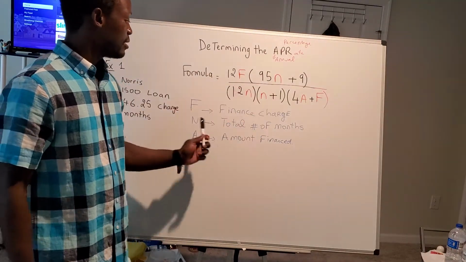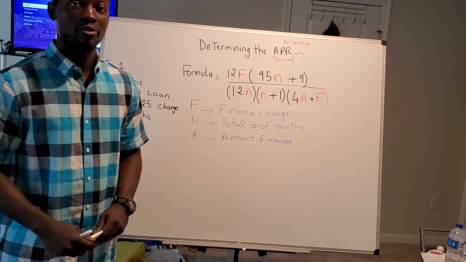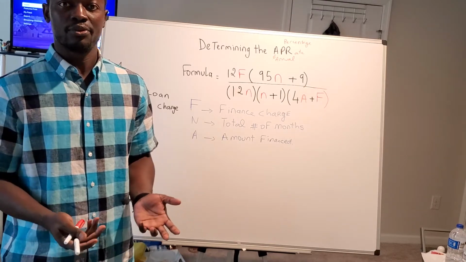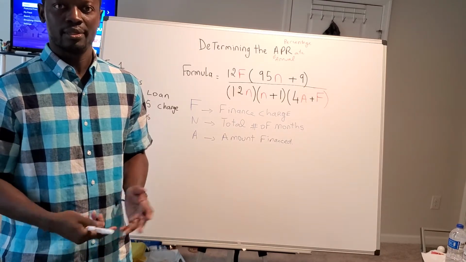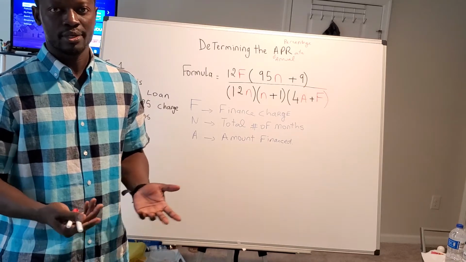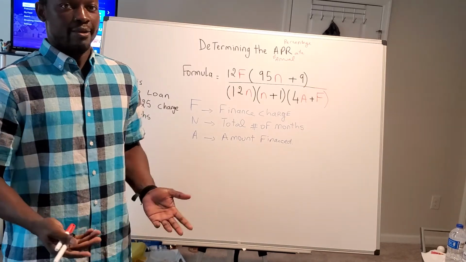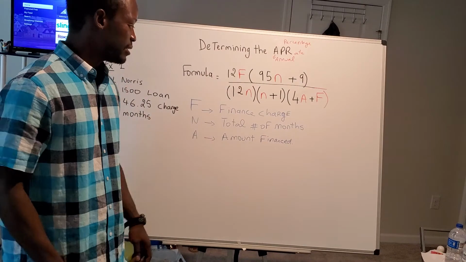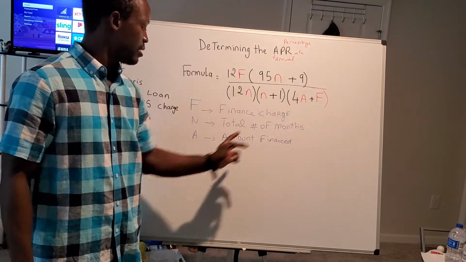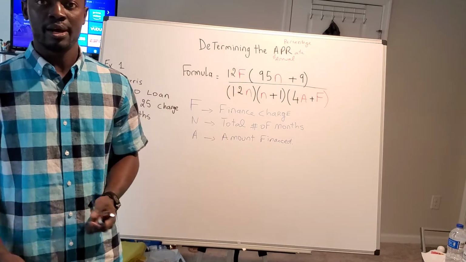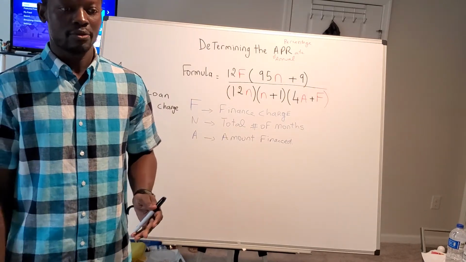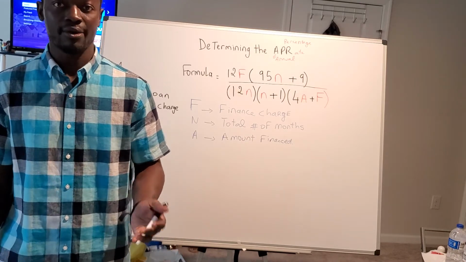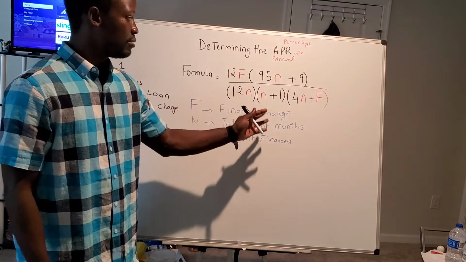Now 95 times N. N stands for total number of months. You can call it total number of months or total number of payments. If I say the loan duration is 2 years, 2 years is 24 months, right? If I say it's 1 year, it's 12 months. If I say 5 years, 5 times 12, 60 months, right? So N will be 60 months in this case. And A, which you see here, stands for the amount financed, right? Amount financed is the same thing as principal. So if I borrow $5,000, my amount financed will be $5,000. If it's 1,000, it will be 1,000. So that's all you need to do to use the formula.